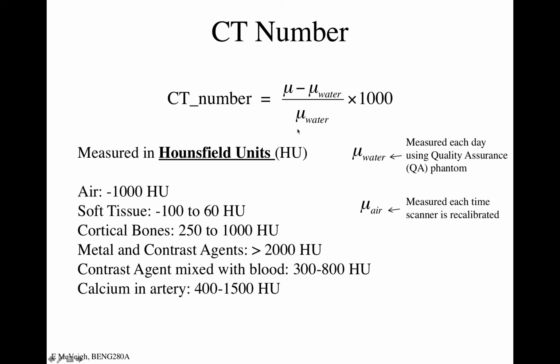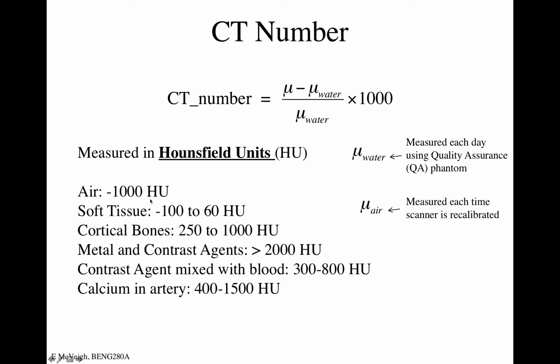You have to know this value very accurately, and so this is measured every day. They put a water phantom in the scanner, they push go, they measure that value, and that's used that day as the calibration for the mu value. And they also measure air, and the scaling is set such that air is minus 1,000 and obviously water is 0. So you get water is 0 from this.